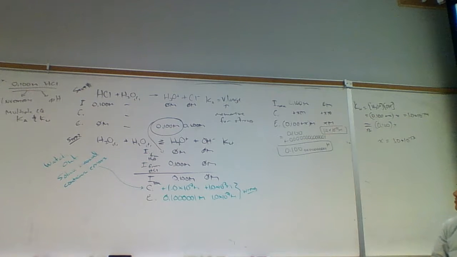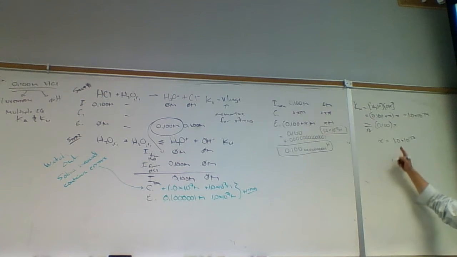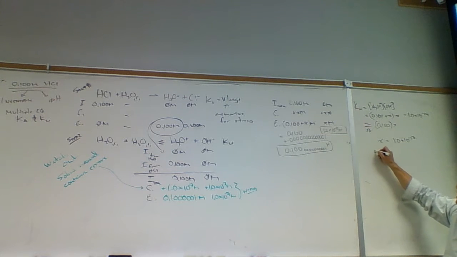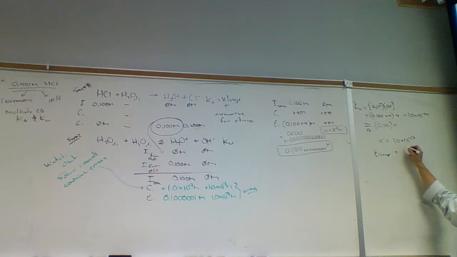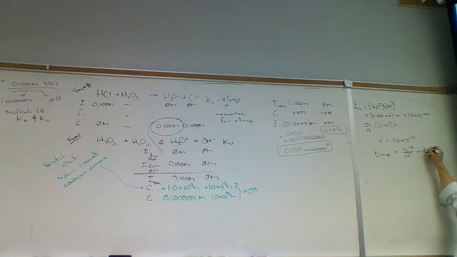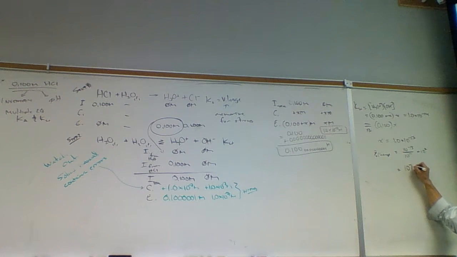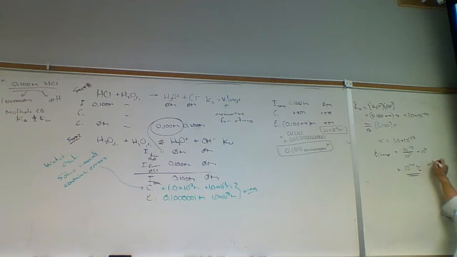Okay, actually a couple of things I forgot to do. One is to justify my assumption. Was the assumption okay? So let's calculate the percent change here. The percent change is 10 to the minus 13 over 10 to the minus 1, times 10 squared. So that gives us 10 to the minus 12. This gives us a 10 to the minus 10% change. A 10 to the minus 10% change is extremely small, much, much smaller than 5%. And so the simplifying assumption is no problem.